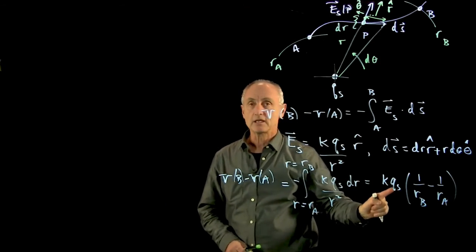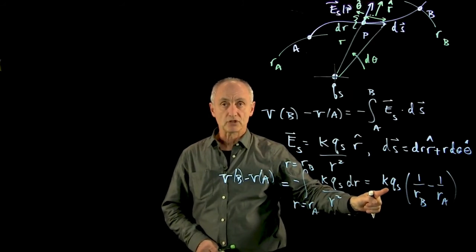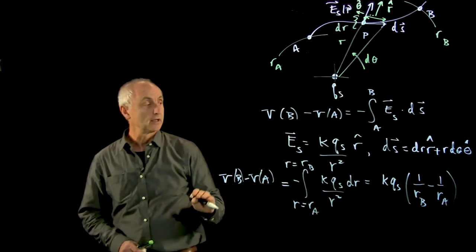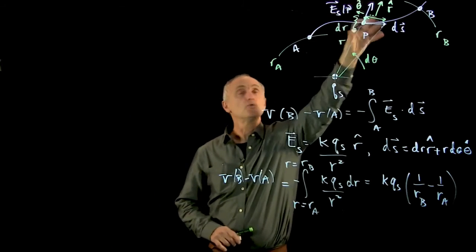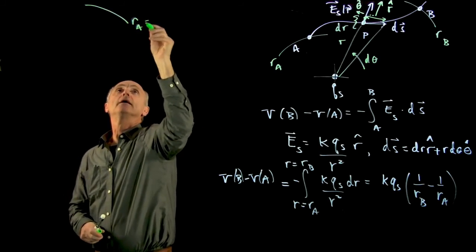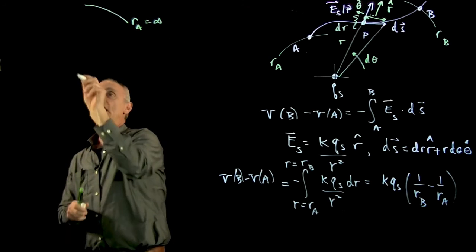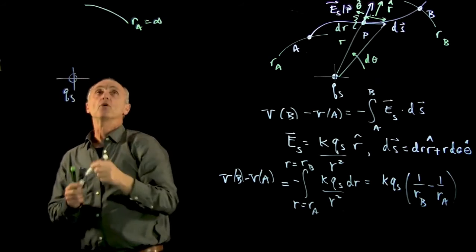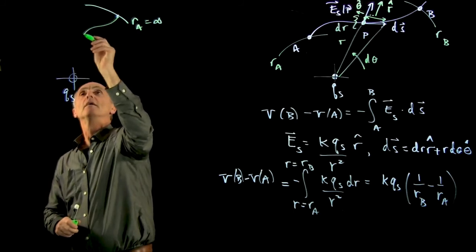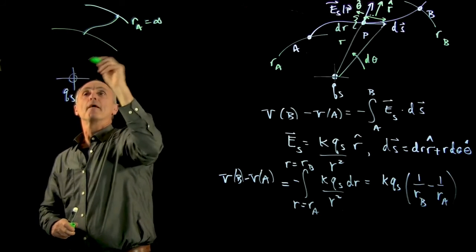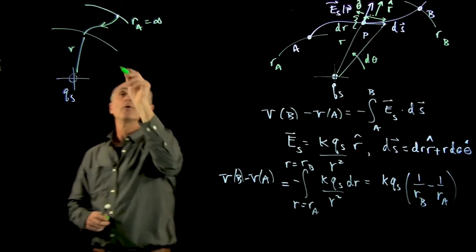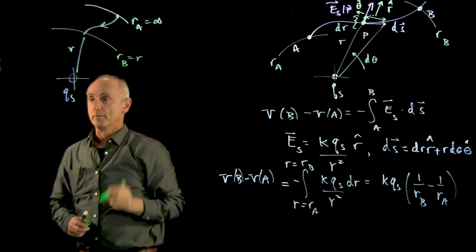But this result is the starting point for what we'd like to do to define a potential function. Now, let's imagine that instead of going to 2 arbitrary points, we started at RA equals infinity. And we have a charge QS that's at the origin. And we're taking a path that goes from infinity to a distance r away from QS. So that's our path. So here we have RB equals r.